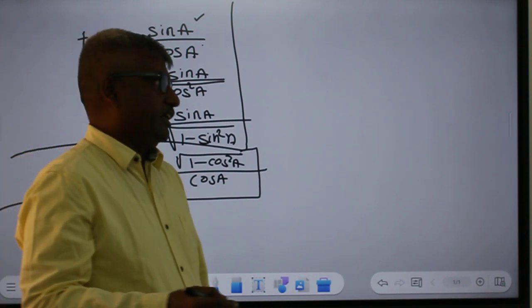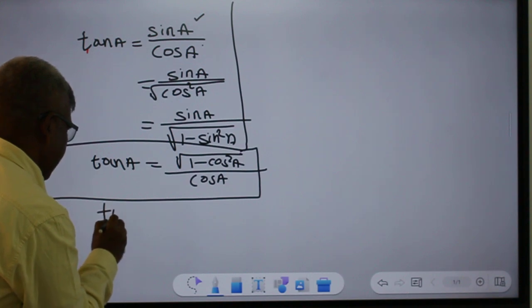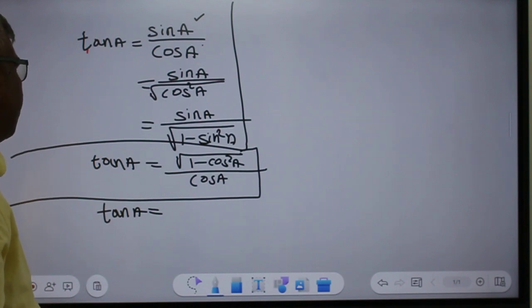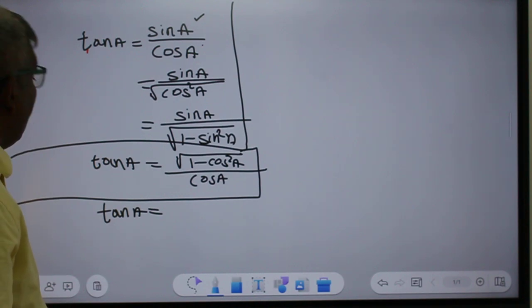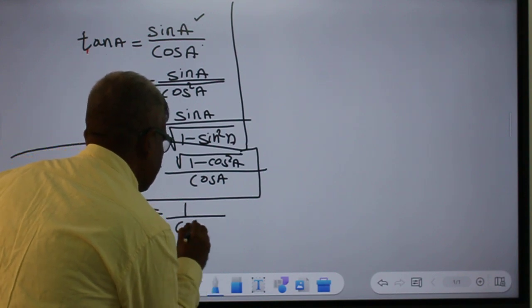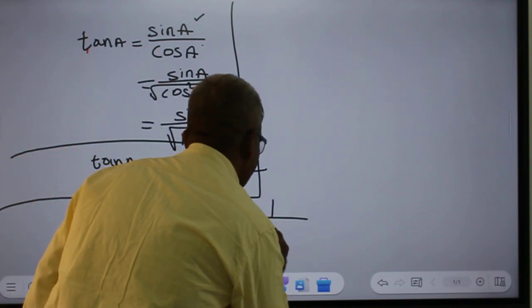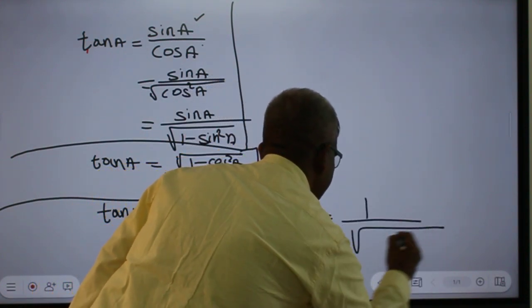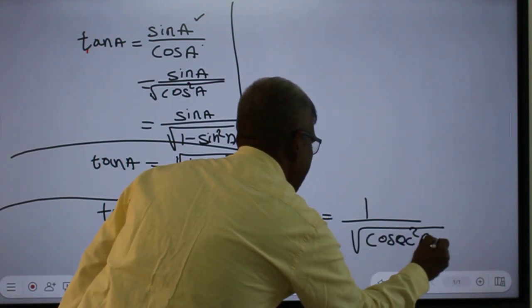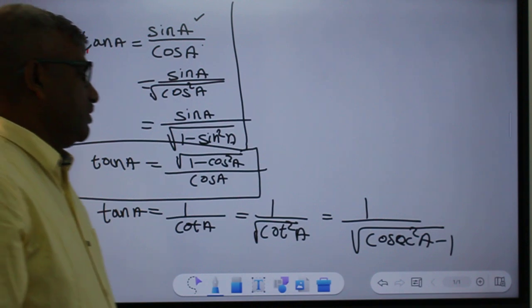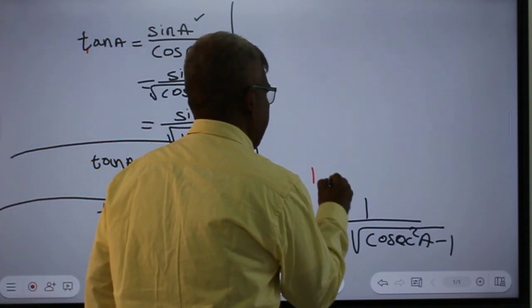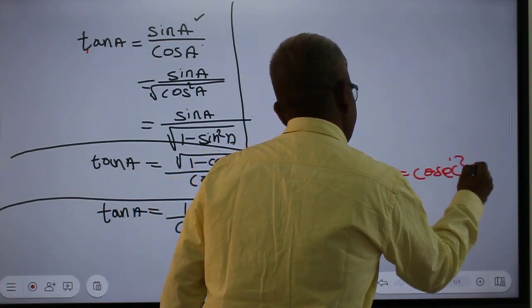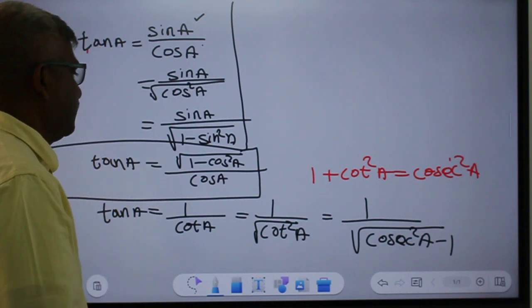Then tan A will be expressed in terms of cosecant A. What is tan A? How can we represent it in terms of cosecant A? Tan A is 1 over cot A, which is 1 over the square root of cot squared A, which is 1 over the square root of cosecant squared A minus 1. Right? Because we know that 1 plus cot squared A is equal to cosecant squared A. Okay. Got it?